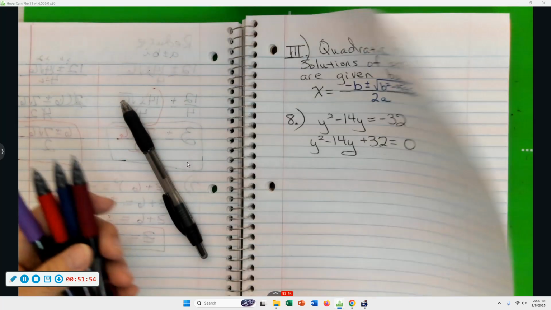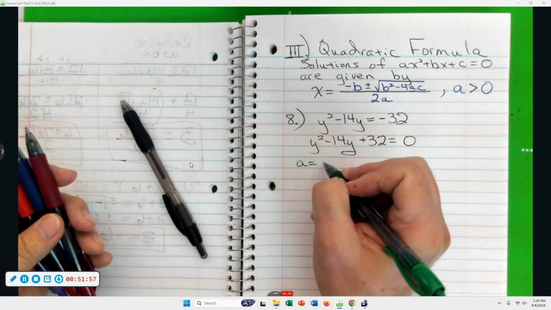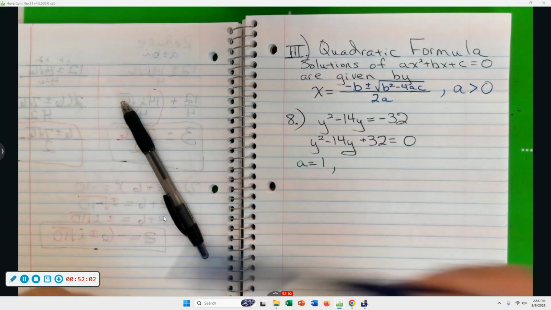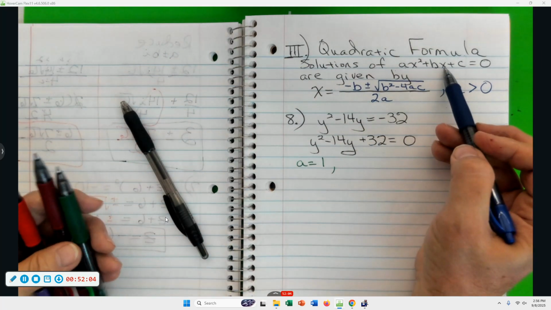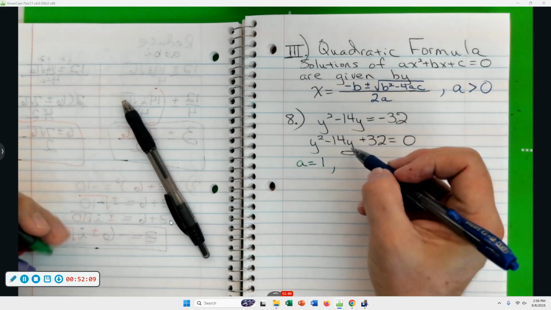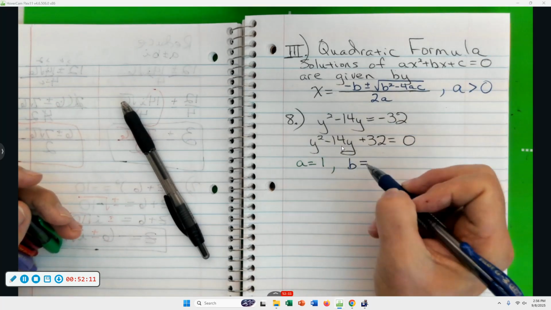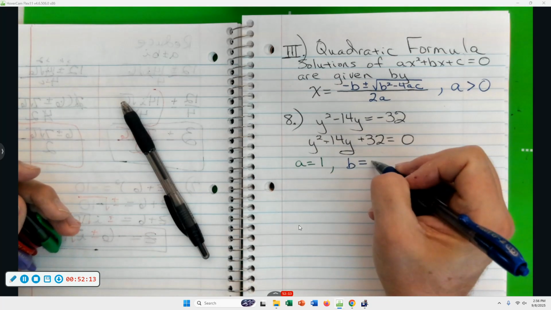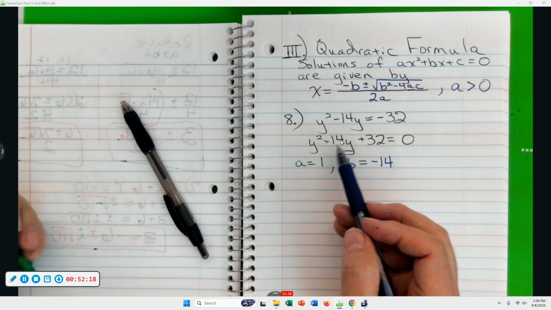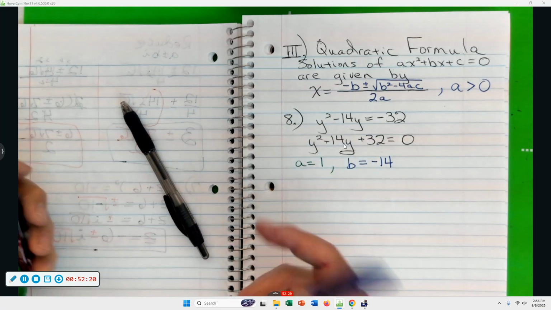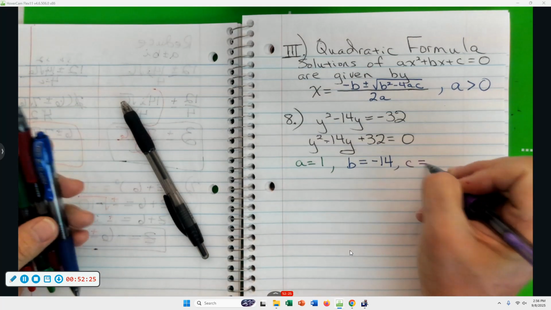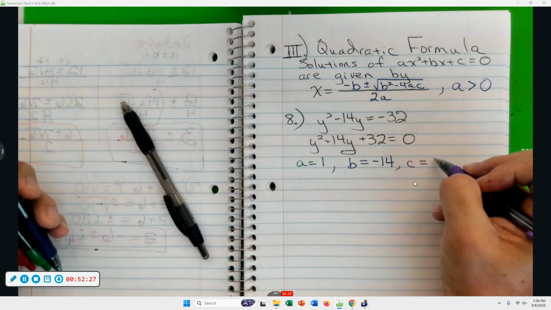1. Let's identify. A is equal to 1. What about B? B is the number in front of the unsquared variable. What's B in this case? Negative 14. Be sure to take that sign. That minus sign is saying that the coefficient of y is a negative 14. What's my constant? What does C equal? 32.